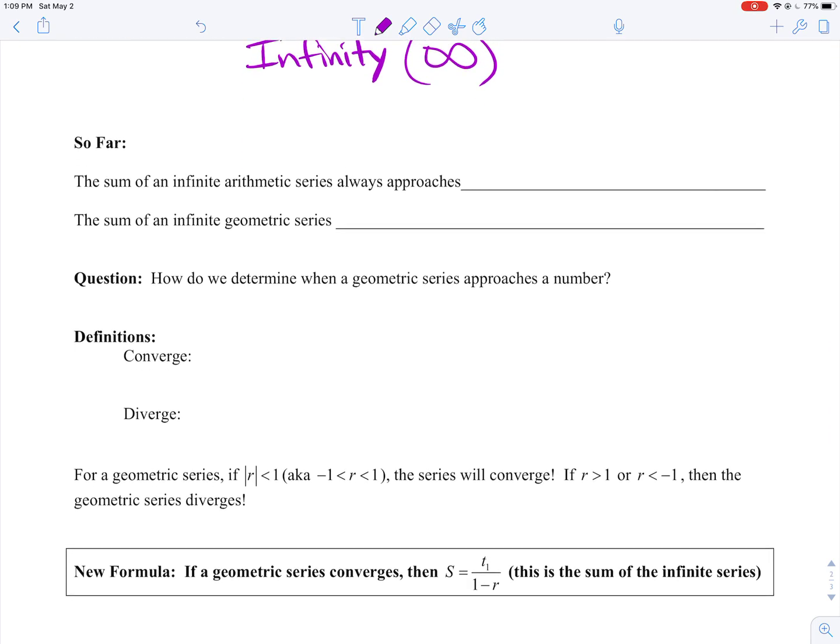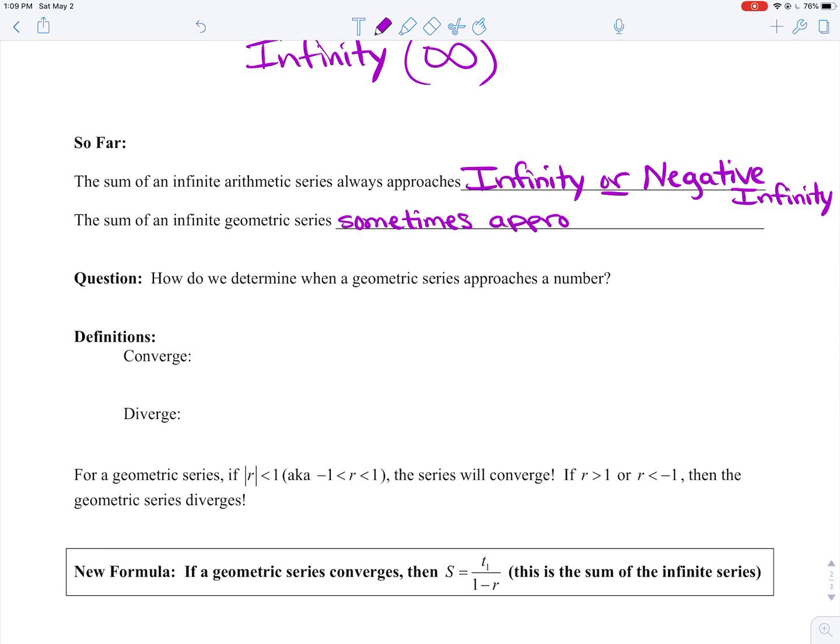So let's summarize what we've seen so far. The sum of an infinite arithmetic series always is going to approach infinity or negative infinity. And remember, infinity is what we approach if the difference is a positive difference, and it's going to approach negative infinity if it's a negative difference. The sum of an infinite geometric series sometimes approaches a number, sometimes infinity or negative infinity.